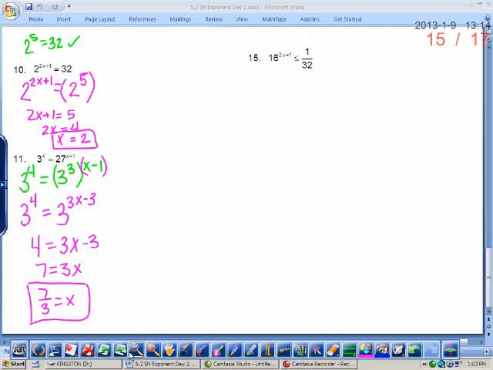All right, let's look at number 15. You're going to work it the same way, except that we've got an inequality sign instead of an equals. Okay? All right, so we have 16 to the 2x plus 1 power is less than or equal to 1 over 32. What base should we try and use? 2. Could we use 4? No, because you can't raise 4 to a power to get 32. So what could I raise 2 to the power of to get 16? 2 to the 4th.